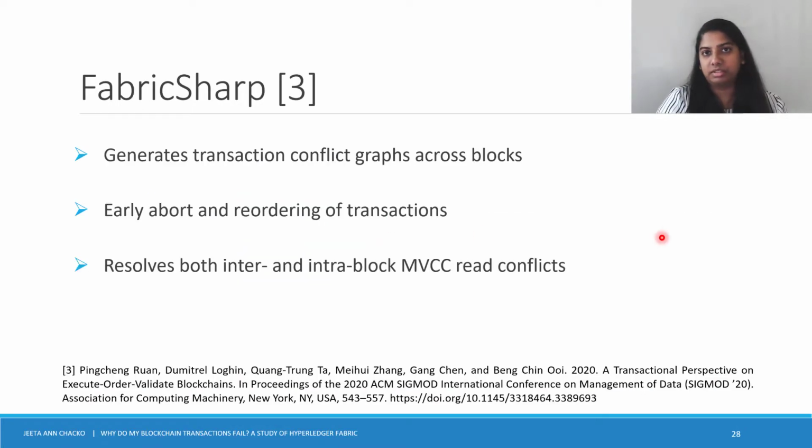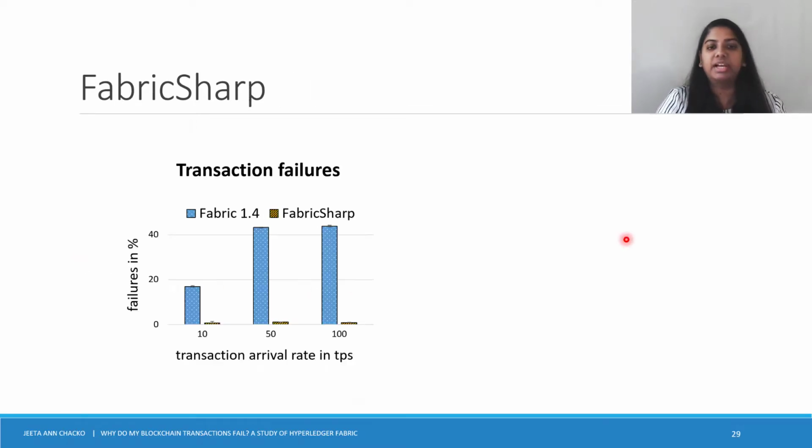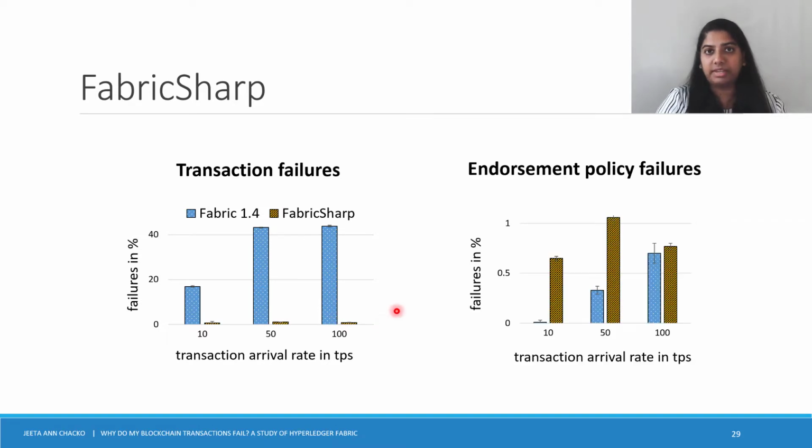The third strategy is Fabric Sharp, which, similar to Fabric++, generates transaction dependency graphs and reorders the transactions. But here the graphs are generated across blocks so they can resolve both inter and intra-block failures. We see that Fabric Sharp is very effective in reducing all the MVCC read conflicts, and the only failures that remain are the endorsement policy failures, which is shown in the second graph.